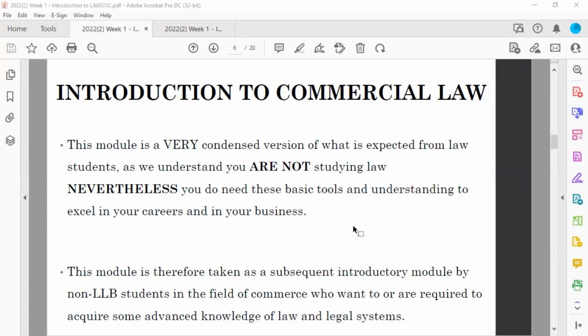And the reason why I know it's geared towards BCom students is because I myself studied BCom. I had BCom accounting, BCom financial management, and business management. During my BCom studies, and this is now a long time ago, I had commercial law, and we called it business law and commercial law at that time.